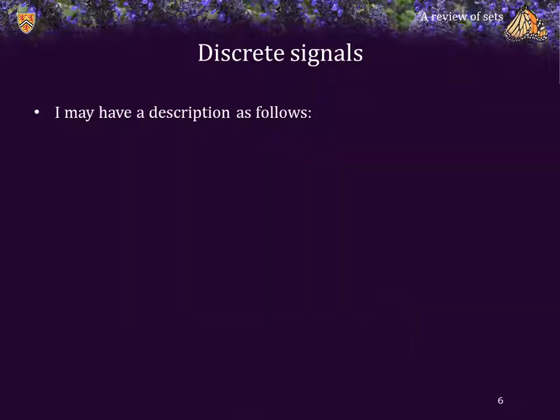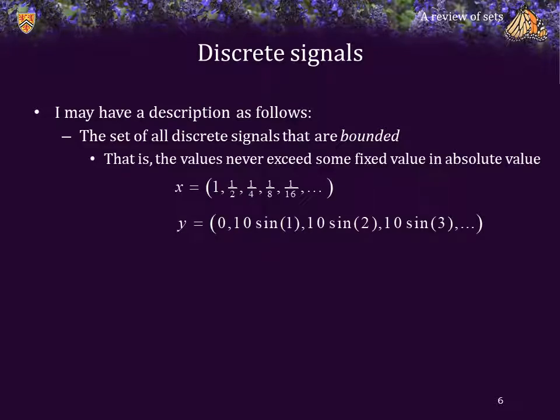Now, I may use a description as follows. The set of all discrete signals that are bounded. That is, a discrete signal is bounded if the values in that signal never exceed in absolute value some fixed maximum. So, for example, a geometric sequence where the ratio is less than 1 in absolute value is always going to be less than or equal to 1.